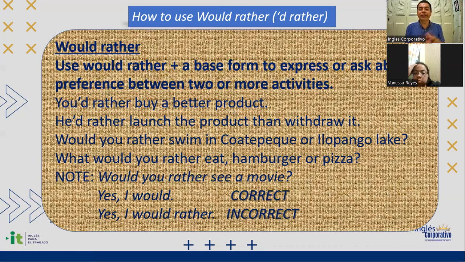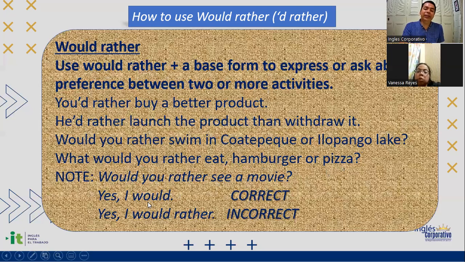For example, he would rather buy a better product. He would rather launch the product than withdraw it. In a question: would you rather swim in Coatepeque or Ilopango Lake? For me, Ilopango, right? What would you rather eat? I can swim. Okay. Hamburger or pizza? So, two options, right? Good.